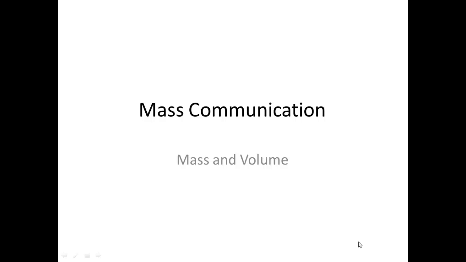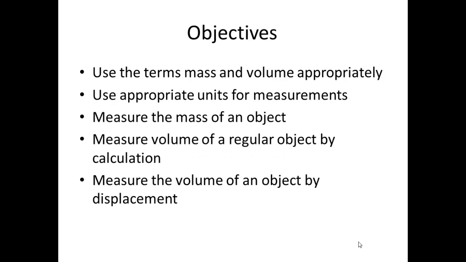In mass communication, we are going to be talking about and introducing relationships between mass and volume. So we should have already known how to use these terms. We talked about those before. We should use appropriate units of measurement, because units, as we said yesterday, are very important. We're going to talk about measuring the mass of an object, and we're going to talk about measuring volume of objects in two separate ways, by calculation and water displacement.